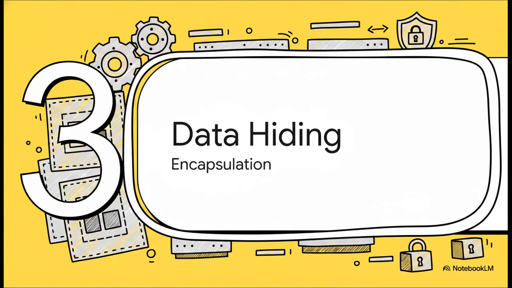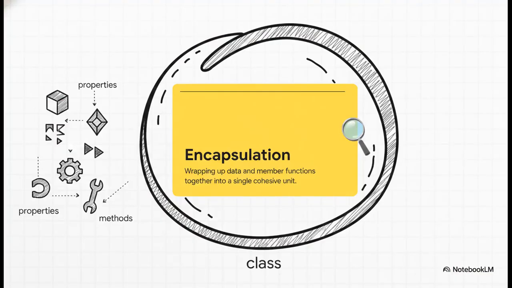All right, section 3, encapsulation and data hiding. Listen up on this one, because it's a massive exam and placement interview topic. Encapsulation is quite literally the process of taking your data, which we call properties, and your member functions, which we call methods, and packing them securely together into a single cohesive unit. Basically, you're building a protective capsule, which in C++ is your class.